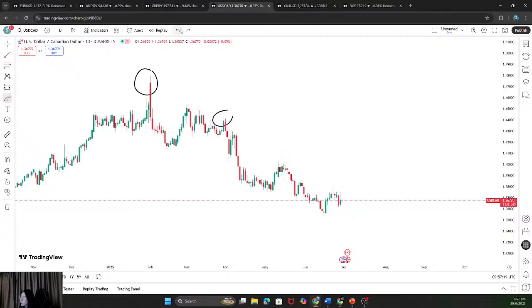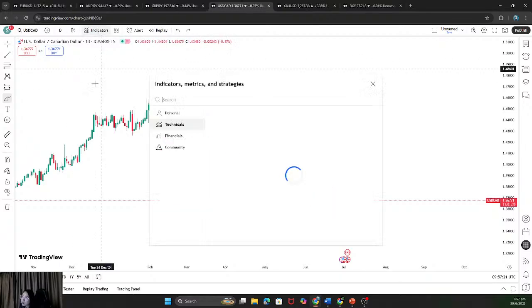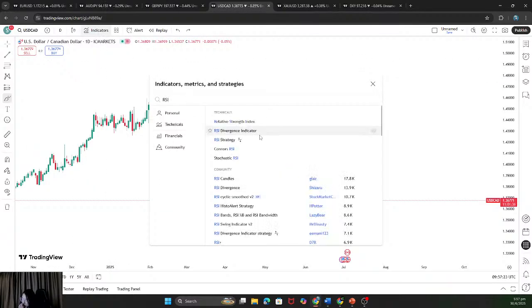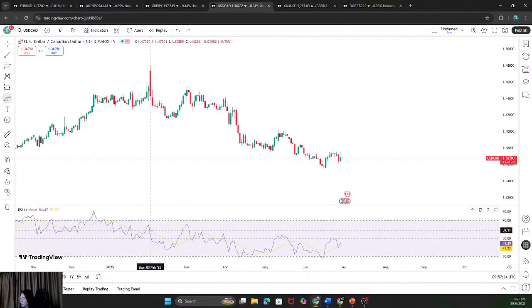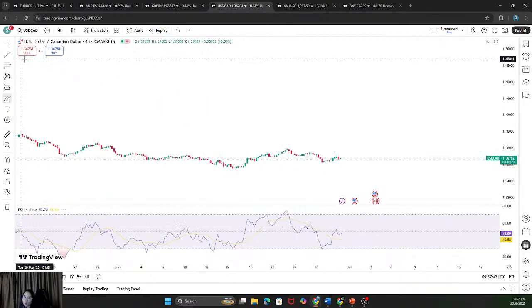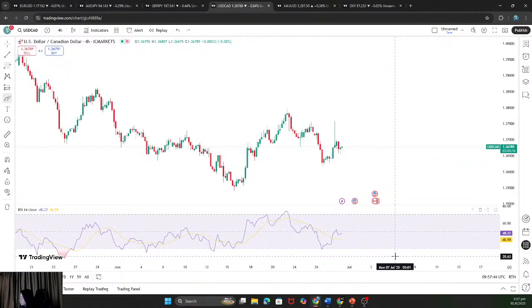Let me just see if it's going to continue the bearishness. Let me pull out some indicators. I just want to see if there's divergence. Yeah, I don't really see any divergence. I think we should be good for a downtrend. Okay, so downtrend means that we want to get in for a sell.